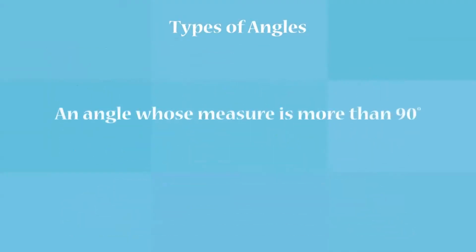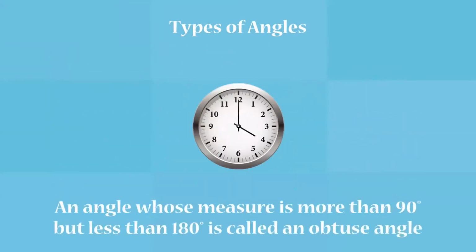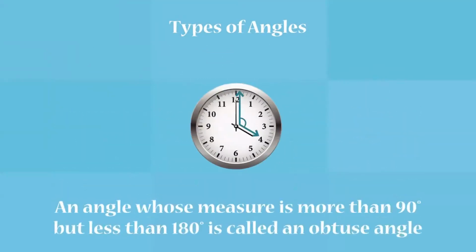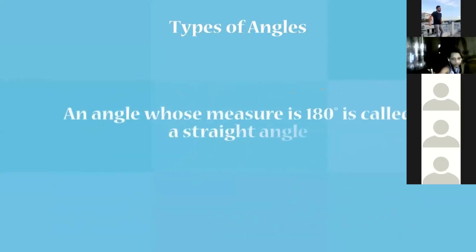The hands of the clock at 2 o'clock, blades of a scissor are all examples of acute angles. An angle whose measure is more than 90 degrees but less than 180 degrees is called an obtuse angle. The hands of a clock at 4 o'clock, the angle formed by the Japanese fan shown are examples of obtuse angles. An angle whose measure is 180 degrees is called a straight angle.